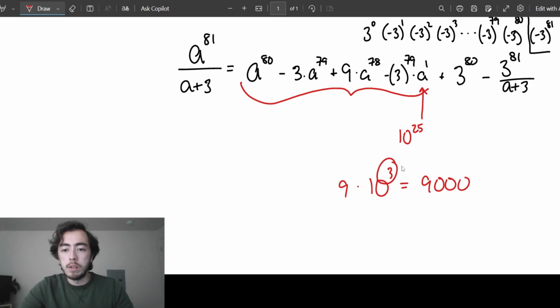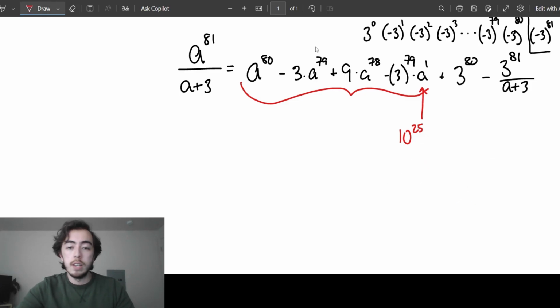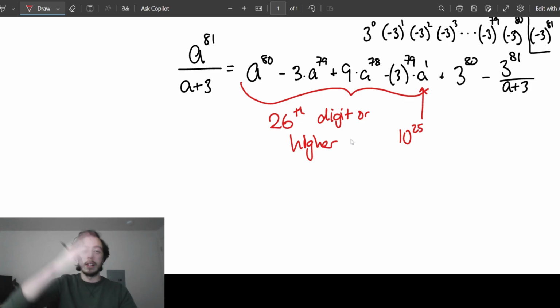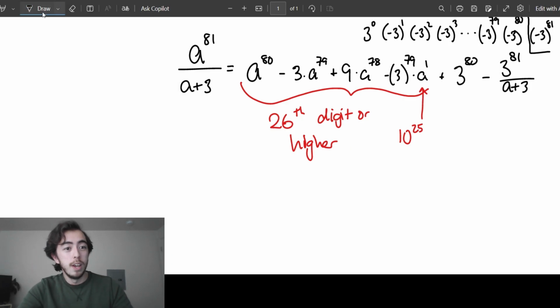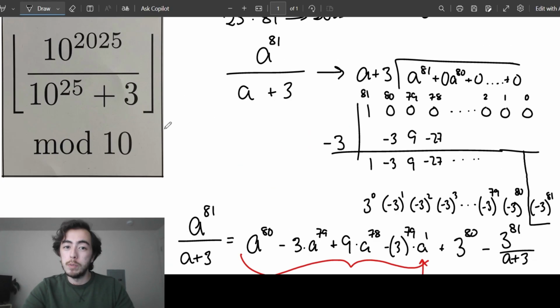And so this power of 3 kind of shoots this 9 over 3 spots. So it's not in the ones place anymore, but it's 3 spots over, so the 4th digit away. So all of these have an a in it. And so basically the first numerical value I might encounter is in the 26th digit or higher. So none of these terms are going to affect anything at the 25th digit or lower, which is really important because we are on the hunt for the ones place.